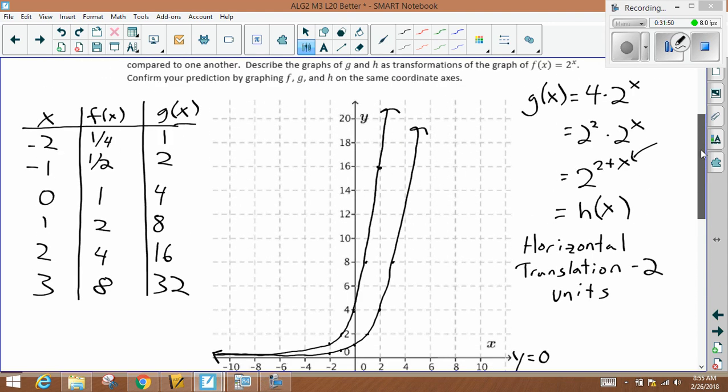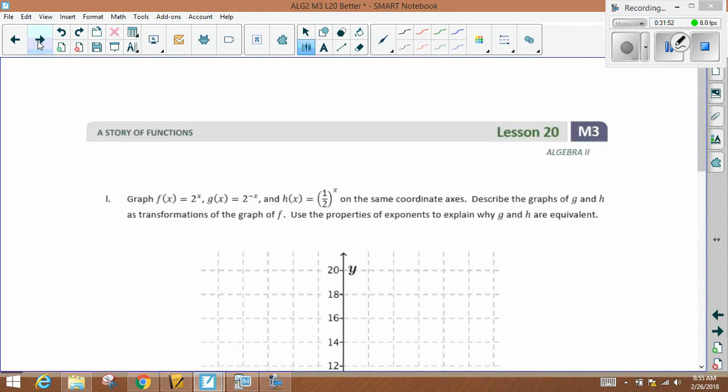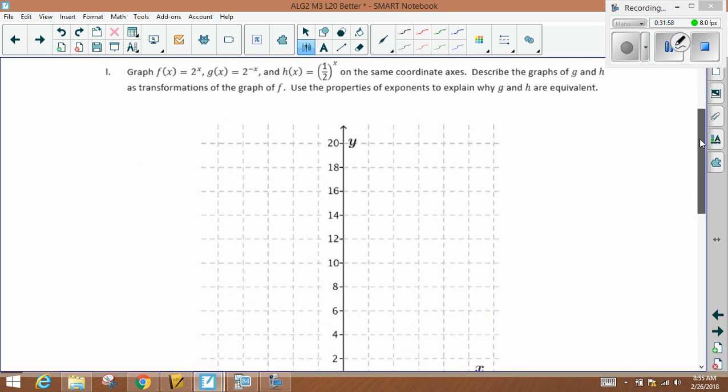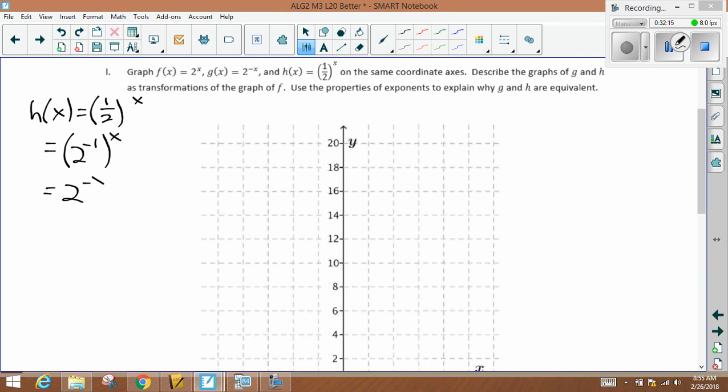All right. Let's look at these exponential functions. First of all, it looks like something is up with h of x. Isn't that the same thing as 2 to the -1 power to the x power? Which is the same as 2 to the -x. So hey, it looks like they tricked us again.